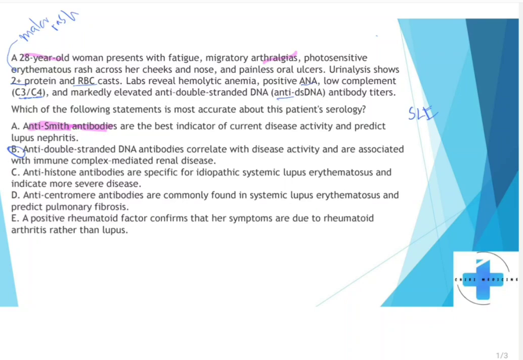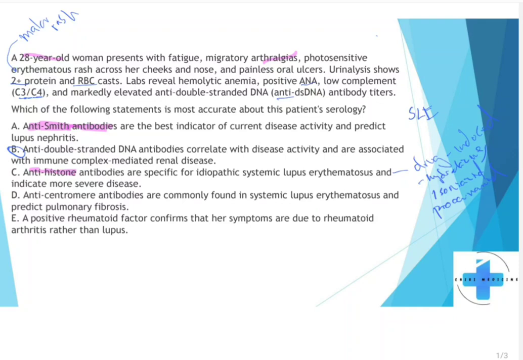Okay, for option C, anti-histone antibodies, specific for idiopathic systemic lupus erythematosus. So anti-histone is specific for drug-induced lupus. All right, so not the idiopathic kind. So anti-histone. Let's just write that out here. Specific for drug-induced. Okay, I remember there are a bunch of drugs that can do that, but the three that I usually want to know will be hydralazine, right? Isoniazid, procainamide. Now you have some there like methyldopa and other things, but these are the three you want to know: hydralazine, isoniazid, and procainamide. All right.